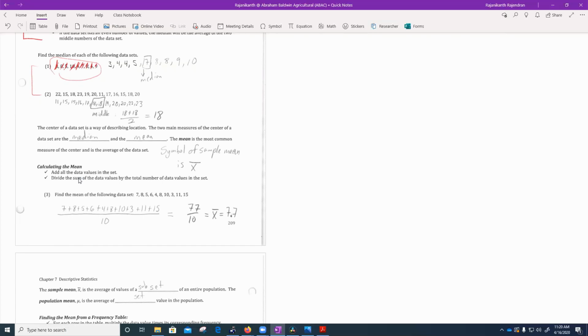After arranging, now check how many data values are there. 1, 2, 3, 4, 5, 6, 7, 8, 9. So there are 9 data values. Remember, this is an odd number, so you will have only one middle number. How do you find that middle number? You simply strike off from both ends.